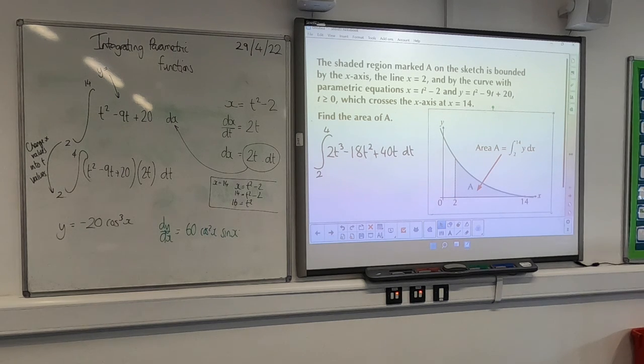So I'll multiply that by brackets. Just for practice sake, finish it off. Tell me the area. Remember to use your calculator for the substitution side of it.